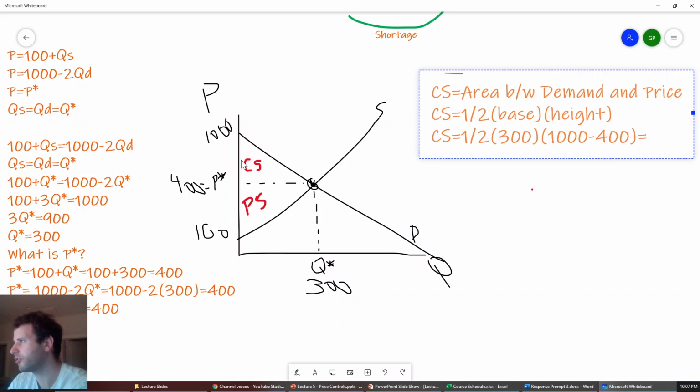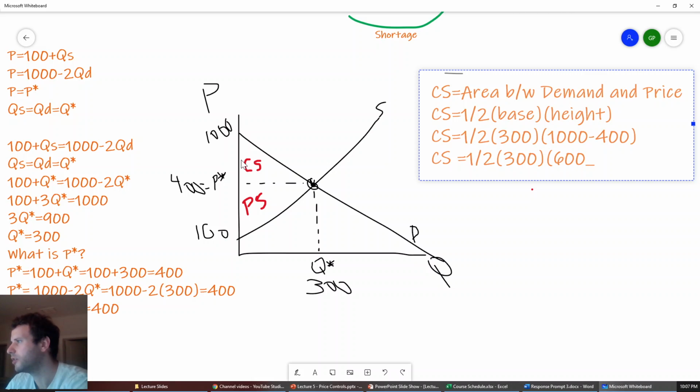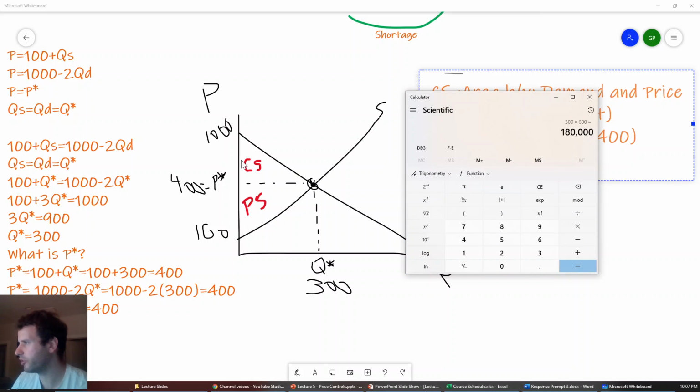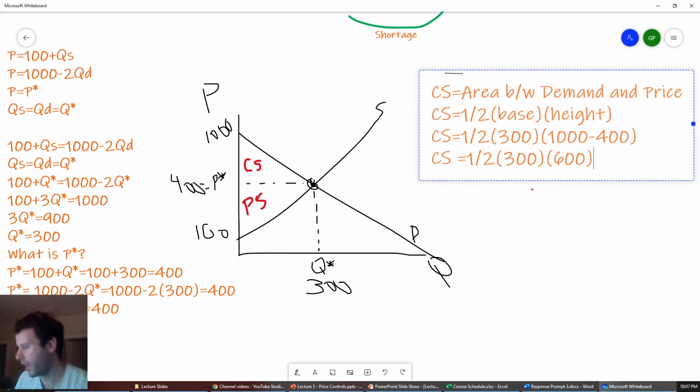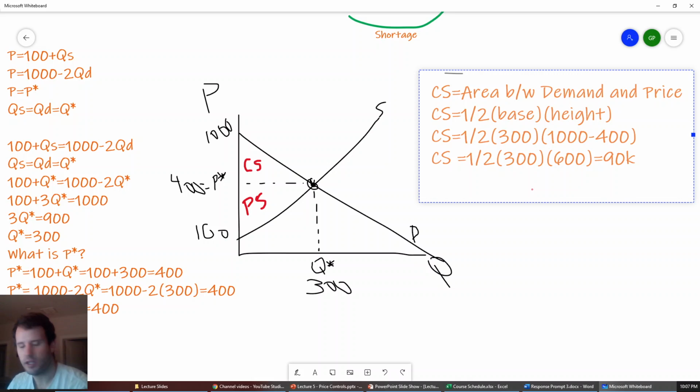So consumer surplus was 1/2. I like symmetry. 1/2 times 300 times 600. You bring out your calculator. 300 times 600 times 0.5. You get 90K. Should have done that in my head, but I always mess up the zeros, so I'd rather just do it with the calculator. Okay. It's okay to do that. Not just because I'm doing that, because it's always good to check your work with something. Okay. So we got 90K as the consumer surplus.